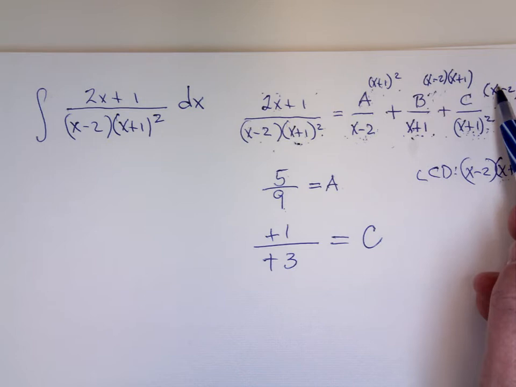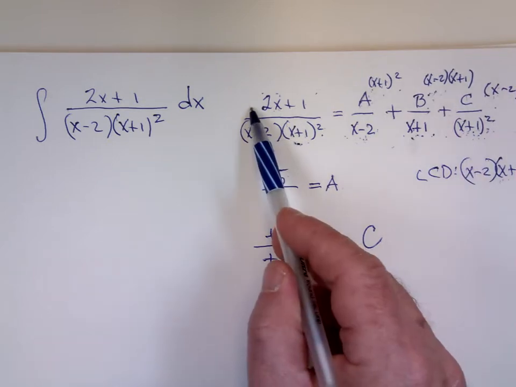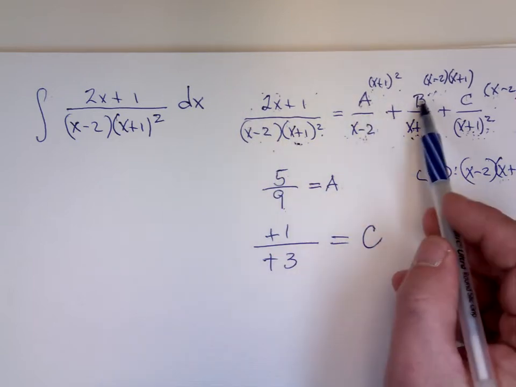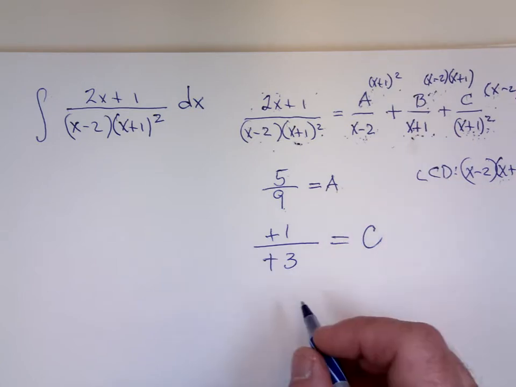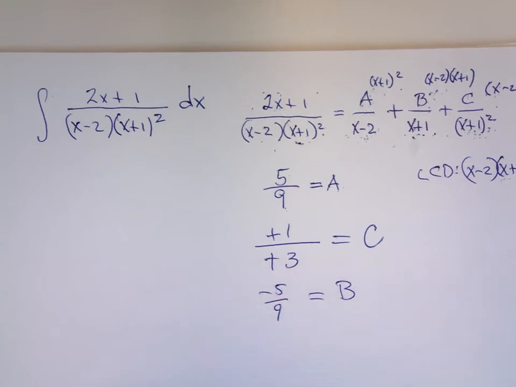How many x squares do I have over here? 0. That tells me that A plus B must be equal to 0. If A is 5/9, what is B? Negative 5/9. Why would it be 0? Because I don't have any x squares here. I've got 0 x squares.